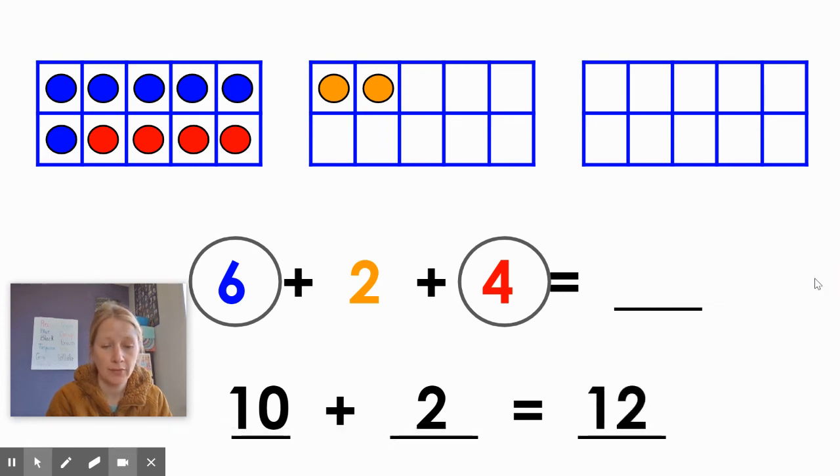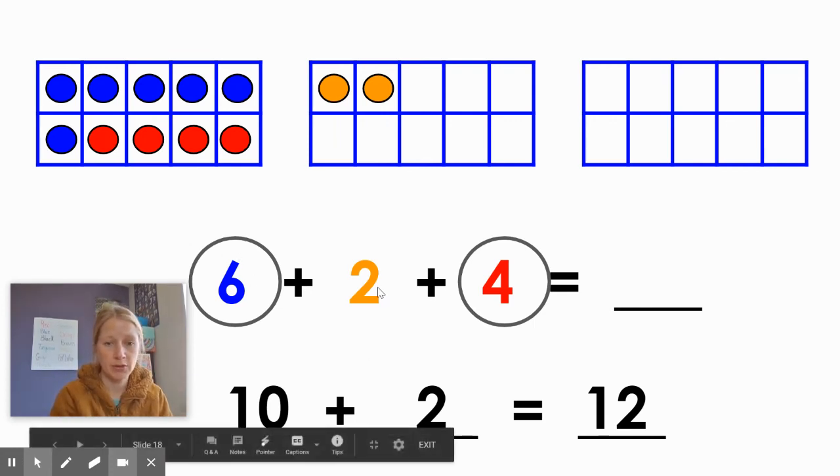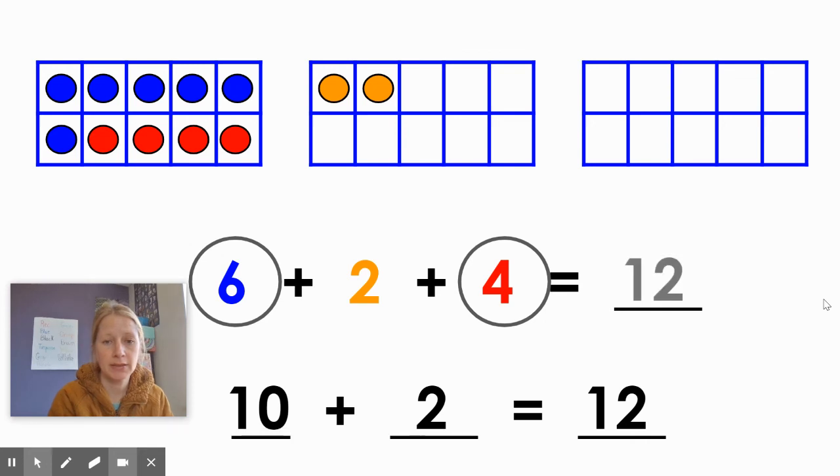That equals 12. So I know that if I put 6 and 4 together, right, it makes one group of 10. Then I have my 2 left over, and 10 plus 2 equals 12. Therefore, 6 plus 2 plus 4 equals 12.